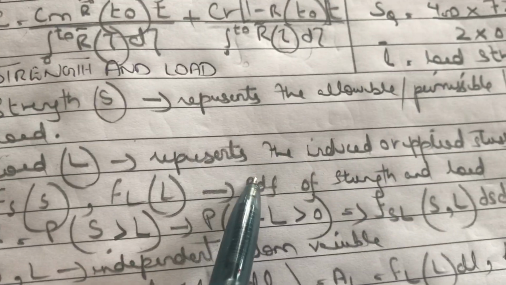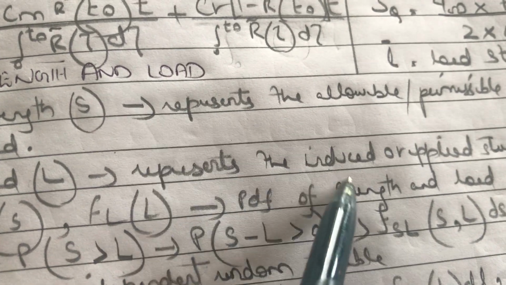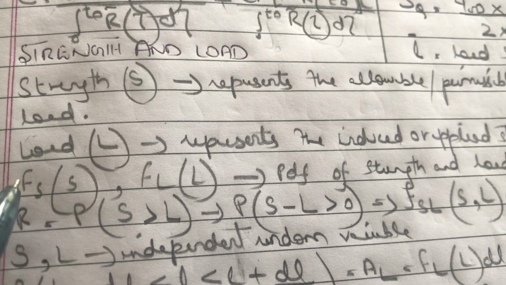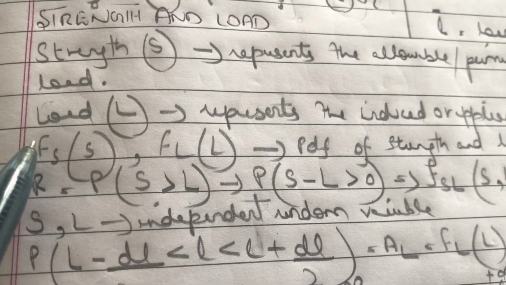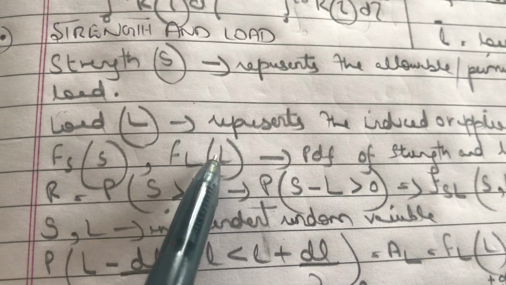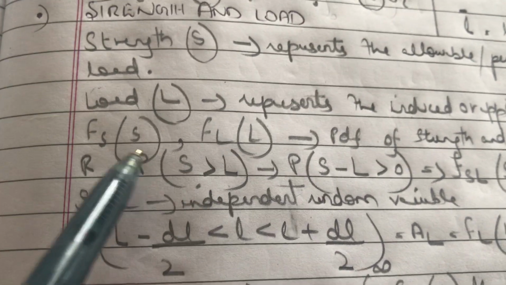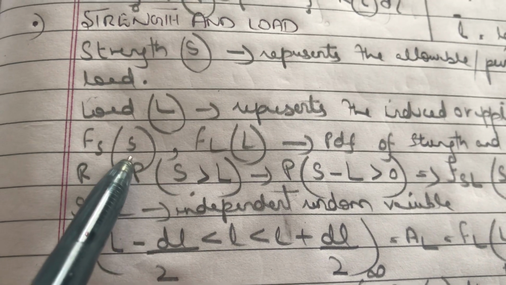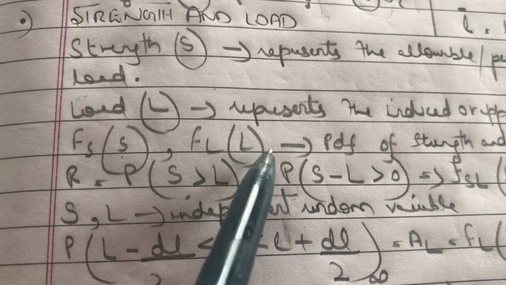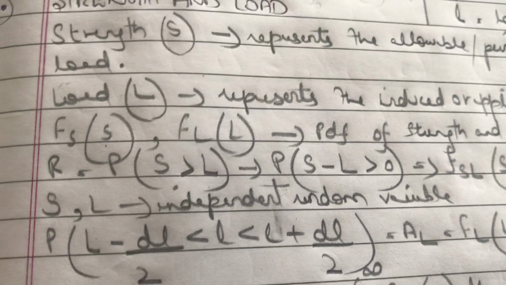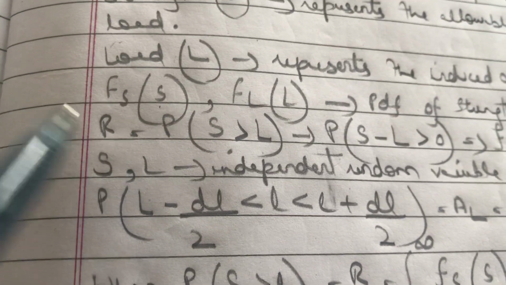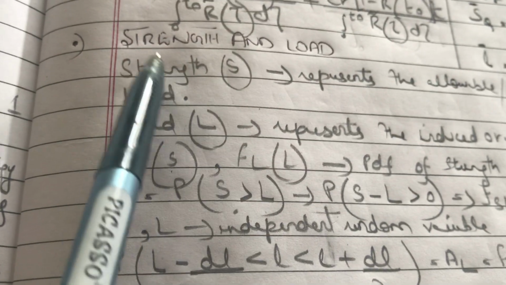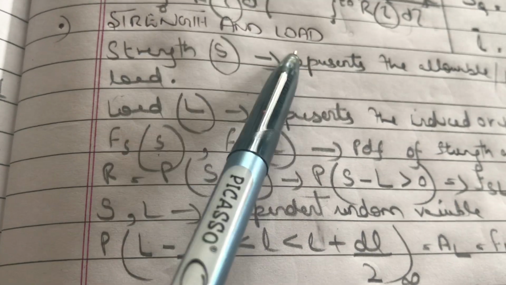When we represent this strength and load in the form of PDF, we have a function like this. We have Fs of S and FL of L. Fs of S is the PDF of strength, and FL of L is the PDF for load. Now we have to find out the reliability when we are given two things, strength and load.